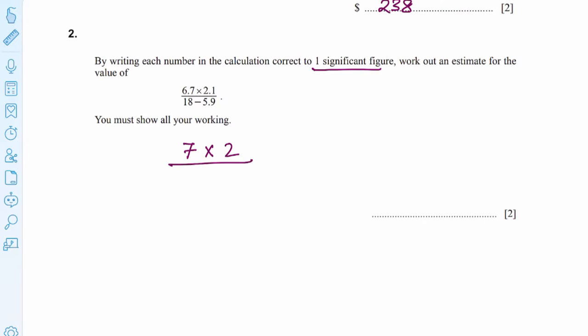For 18, for one significant figure will be 20. And for minus, this is 5.9, for one significant figure will be 6. So 7 times 2 will be 14, and 20 minus 6 will be 14, and 14 over 14 I am getting 1. So this is the answer for this question.